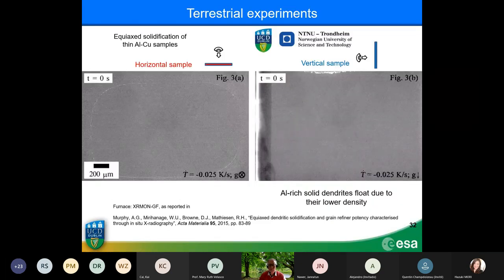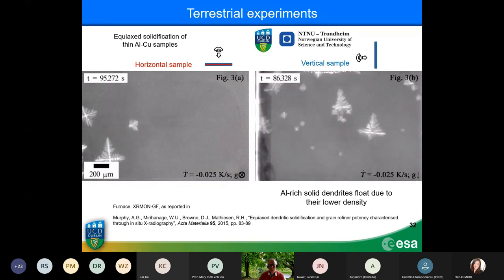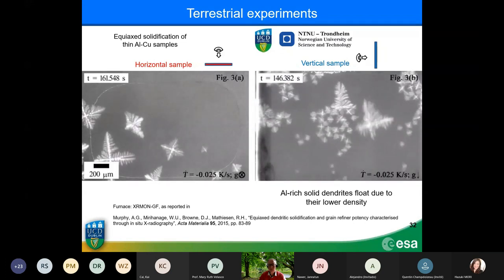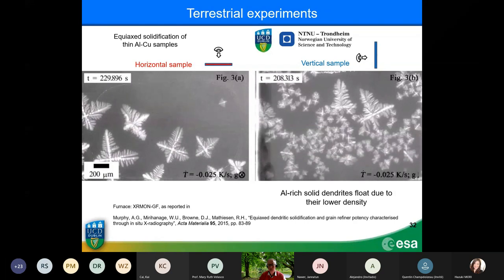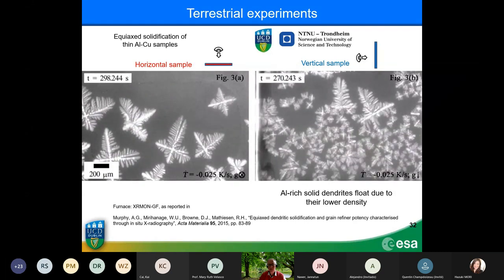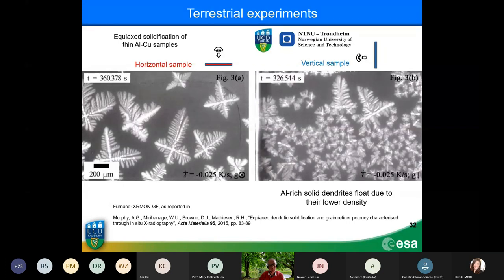So some work done primarily by ourselves and NTNU in Norway involved taking a sample of aluminium copper, and these are terrestrial experiments. And in one case, we have a horizontal sample, in the other case, a vertical sample. And you can see, if we run them side by side, the quite different results. You can see on the right the effect of gravity. The aluminium-rich solid dendrites float because of their lower density, whereas in the horizontal sample, the effects of gravity are reduced considerably.